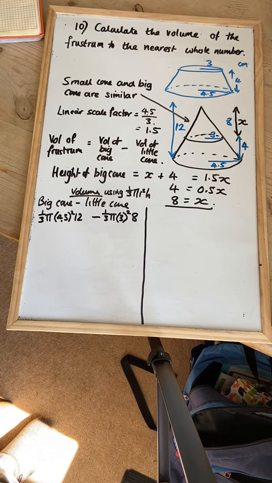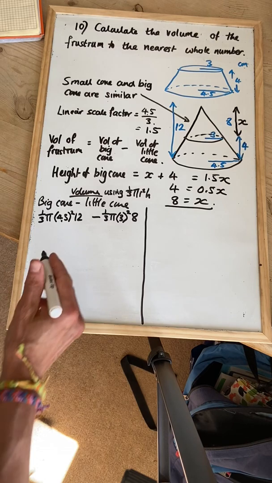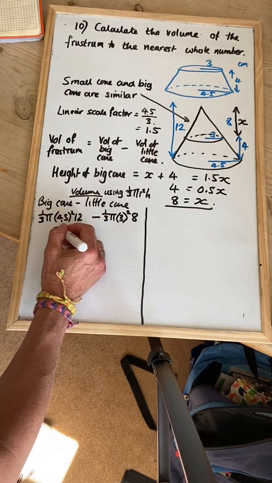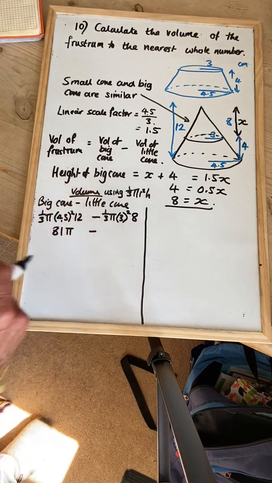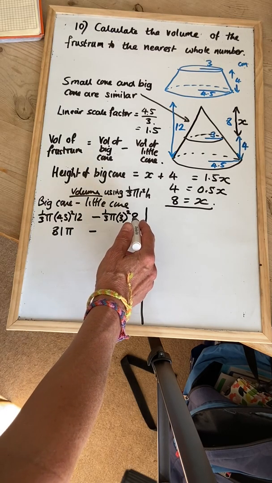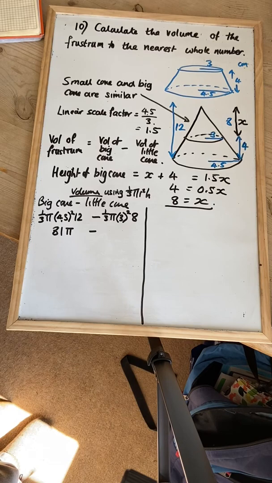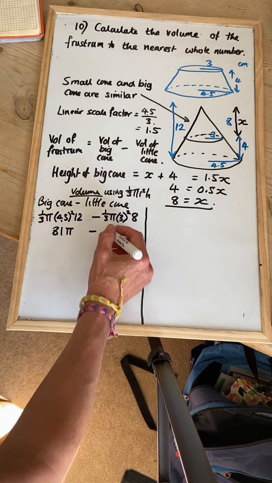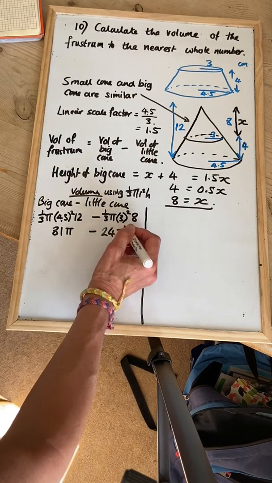So I've got 4.5 squared times 12. So this is 81 pi. Just going to check that again. 4.5 squared times 12 divided by 3. Yeah, that is right. Just didn't seem right. This was 9 times 3 is 72 divided by 3 is 24, minus 24 pi.